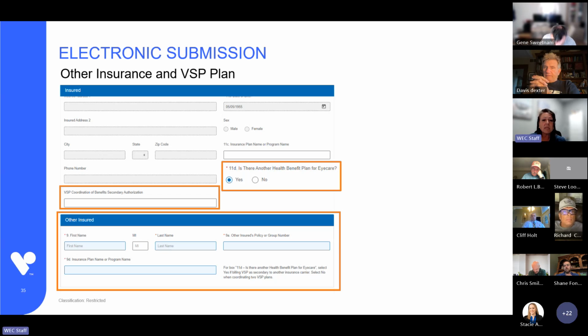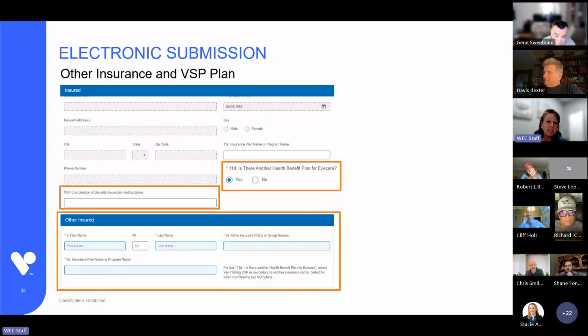In the bottom here where it says other insured, the information VSP wants here is not about the VSP insured. It's who owns the primary medical plan that you billed. Okay, it may not be your patient, it may be their mom or dad or their spouse. So you're going to put whoever owns the major medical plan that you billed. You put their first name, last name, and 9A, the policy number of the major medical. Okay, and then the policy name and 9D.